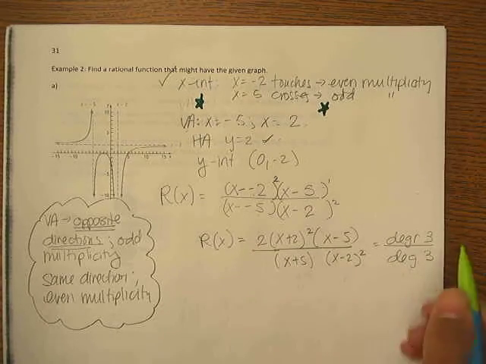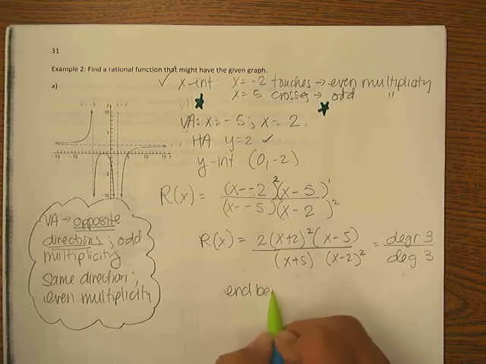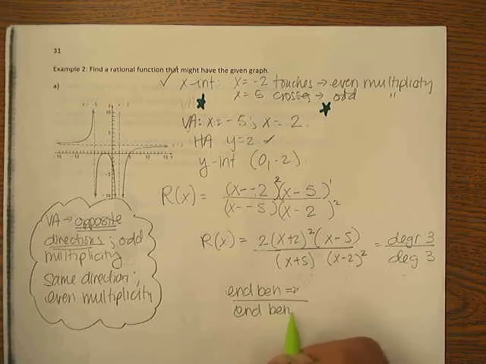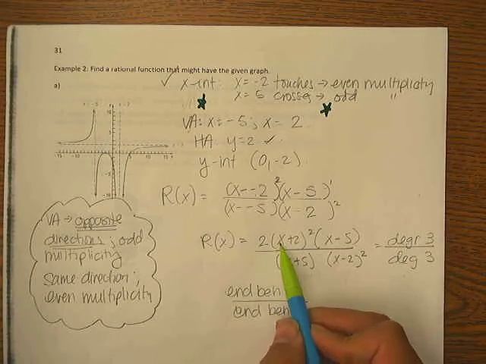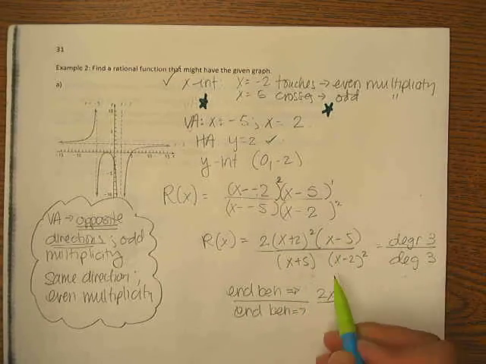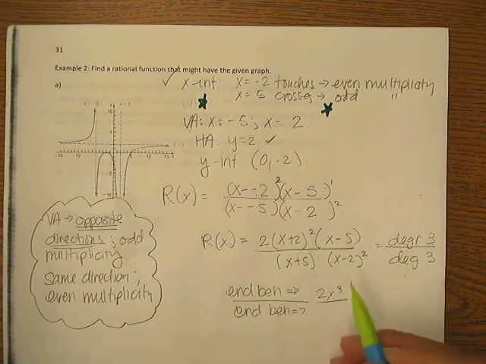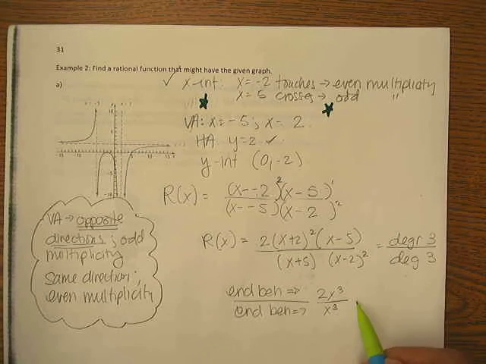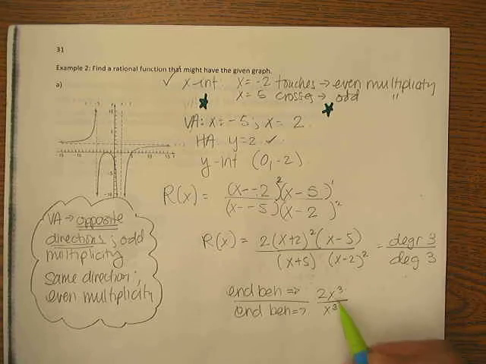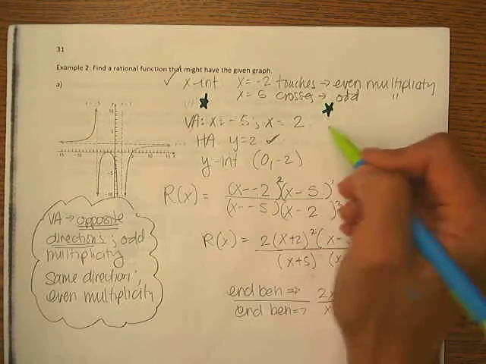a 2. So that way your end behavior on the top divided by the end behavior on the bottom. This is an x squared, this is x, so that's x to the third times 2, that's 2x to the third. On the bottom, this is x squared, so when I add them together, 1 plus 2, that's x to the third. So my end behavior on the top is 2x to the third, my end behavior on the bottom is x to the third. Now, I do have an HA at y equals 2. So check, we used that.